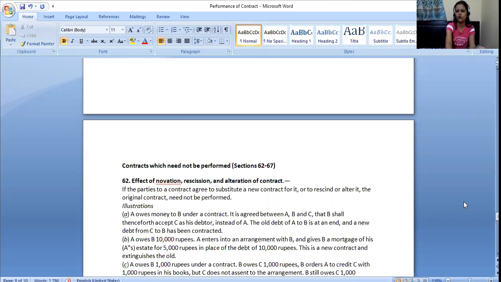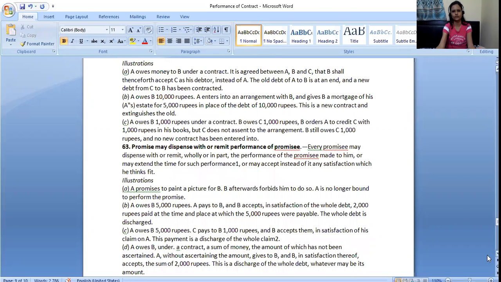So this is what should not be performed. If there are any changes, then the previous things should not be performed. If promisee may dispense with or remit the performance. If there is a contract between you and me, I am only saying that, okay, fine, you need not perform it. It's not needed. It's not necessary. Then also you should not perform. Whatever I said, you should not perform this part. This part is not needed.